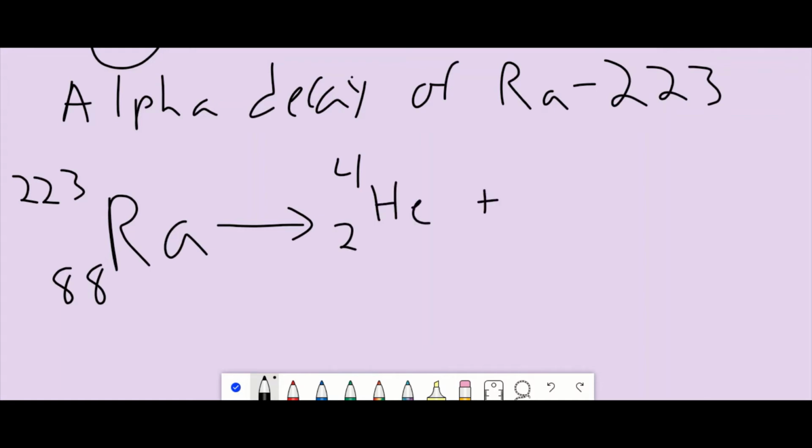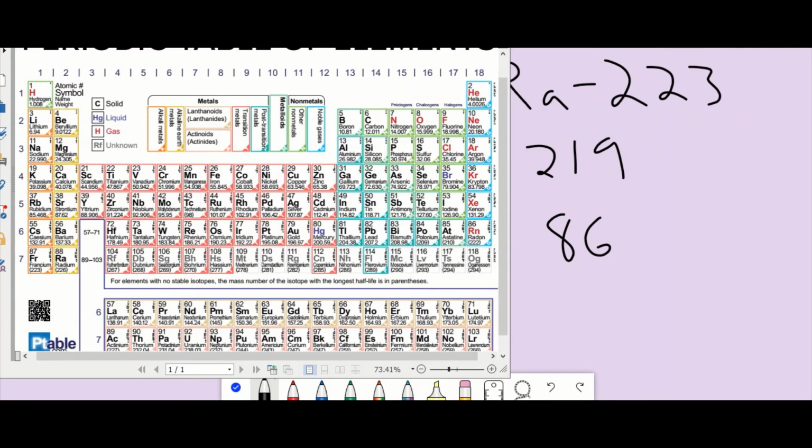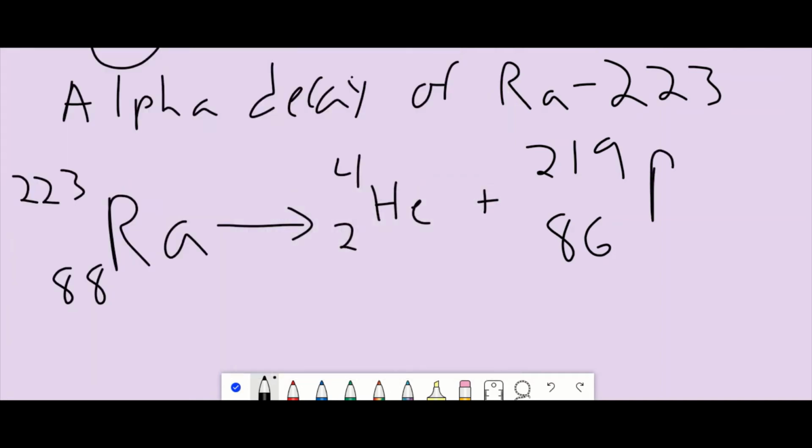Basically, it's like an equation. You have 223 on the top, and you get rid of 2 protons and 2 neutrons, so you're getting rid of a mass of 4. 223 minus 4 is going to be 219. And then you're going to get rid of 2 protons, so 88 minus 2 is 86. When you look at your periodic table, what element has an atomic number of 86? That's going to be radon, Rn. So we'll just put an Rn right here. And that's all alpha decay is.